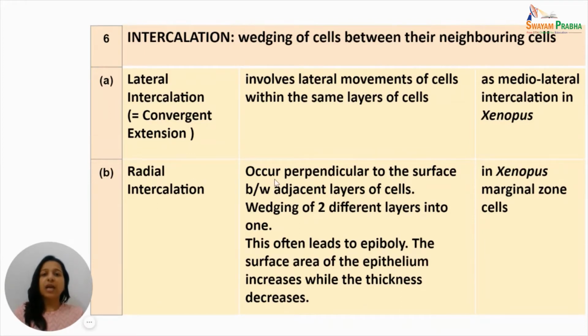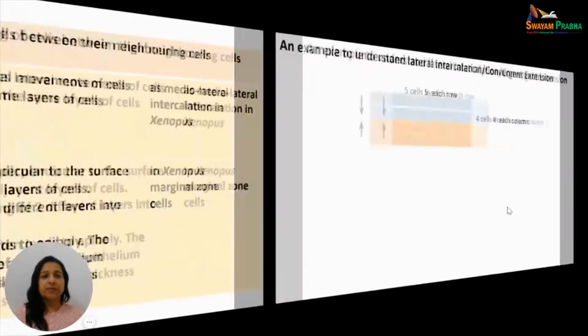Radial intercalation occurs perpendicular to the surface, between adjacent layers of cells. It involves wedging of two different layers into one. This often leads to epiboly. During epiboly, as we discussed, the surface area of the epithelium increases while its thickness decreases, as it has to spread all over the outside of the embryo. Radial intercalation is seen in Xenopus marginal zone cells.